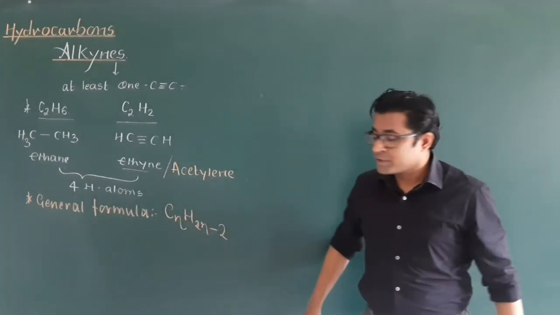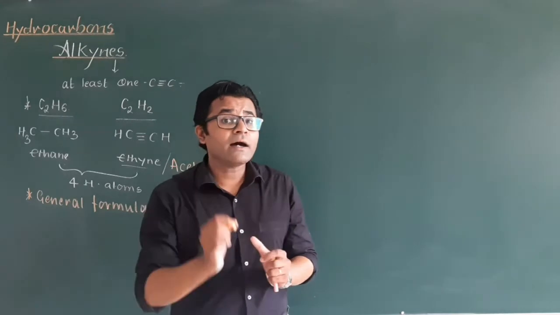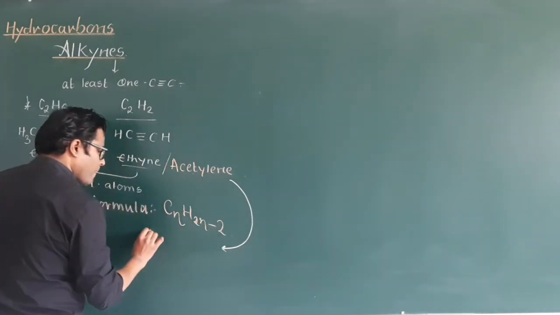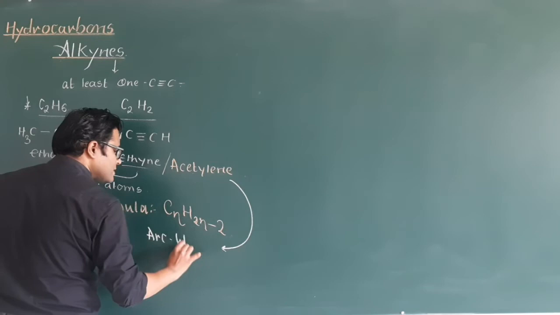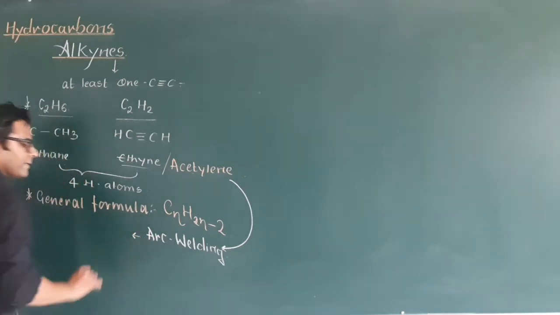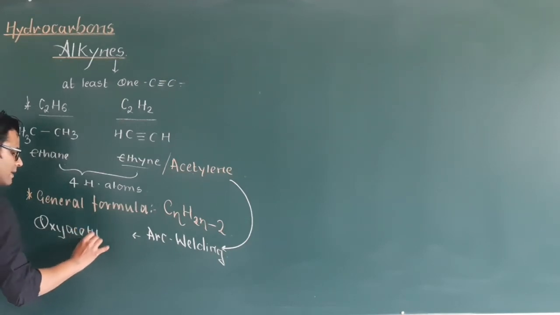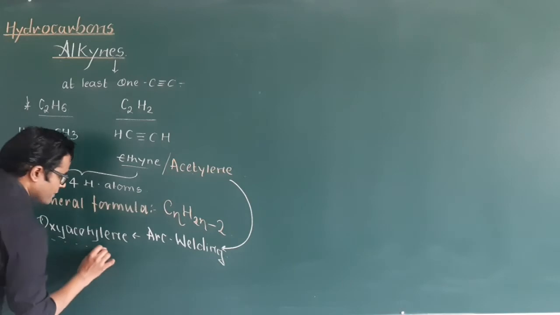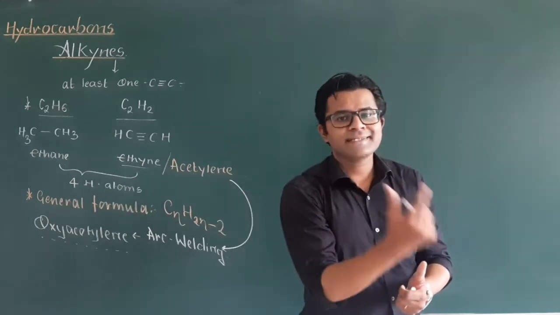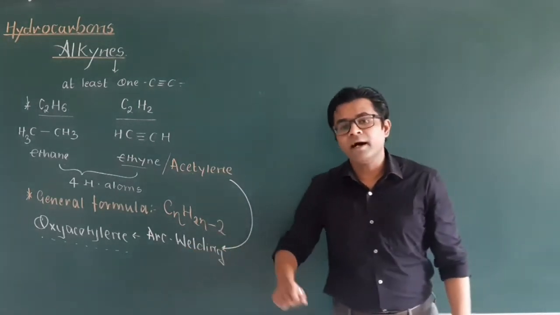Now, this particular molecule has a very important role in arc welding. So this compound is used for arc welding. In arc welding, it is used in the form of oxyacetylene. Remember this, very important. Oxyacetylene is nothing more than a mixture of oxygen and acetylene. That mixture gives a very high temperature and hence it is used in arc welding.